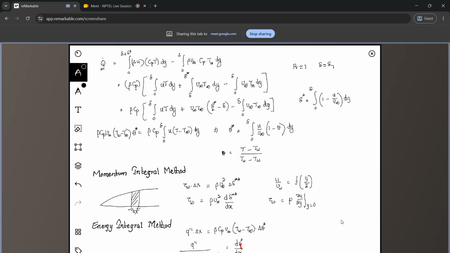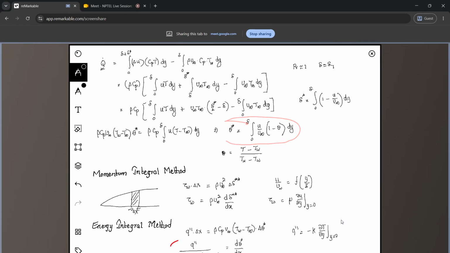Here also it is the same thing. You have to assume a profile for theta in terms of y and delta. Once we have a profile for theta, we can calculate Q double prime, where Q double prime is minus k times del T by del y at y equal to 0. K is the thermal conductivity of the fluid. From this, you can get an expression for Q double prime, which will be a function of delta T only. Similarly, theta star is given by this expression, which is also a function of delta.